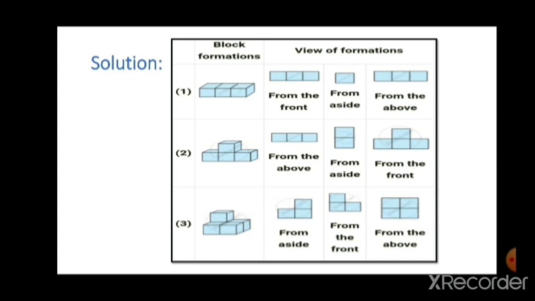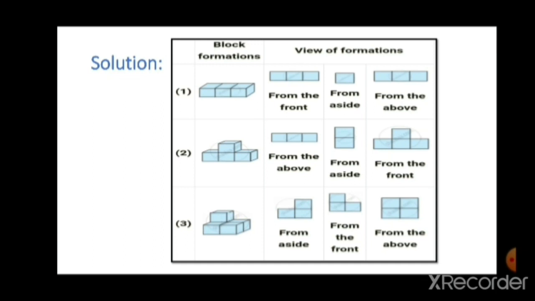The second figure, they have shown you the 4 blocks. In the first column of view of formations they have shown you the 3 blocks. So these 3 blocks, we can view from above. Then from a side we can view 2 blocks, and from the front you can view all the 4 blocks.